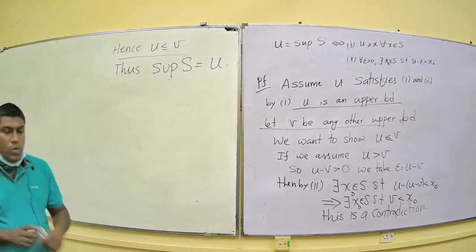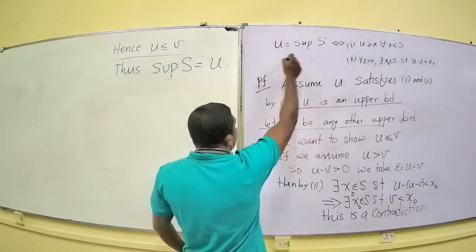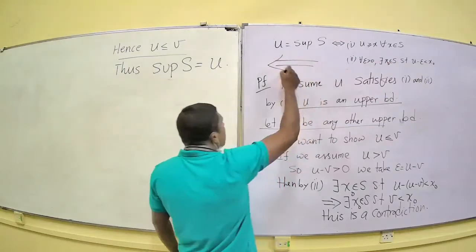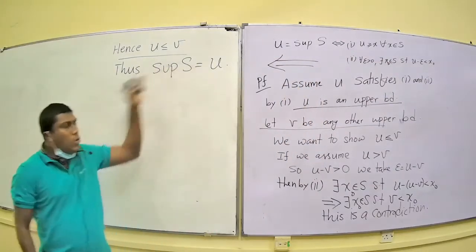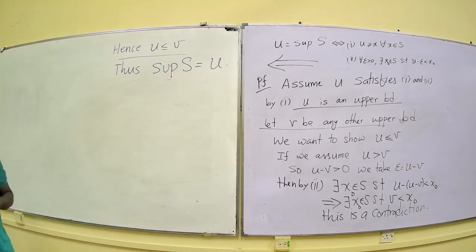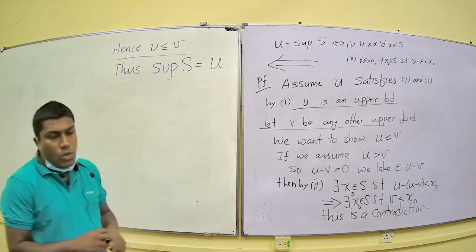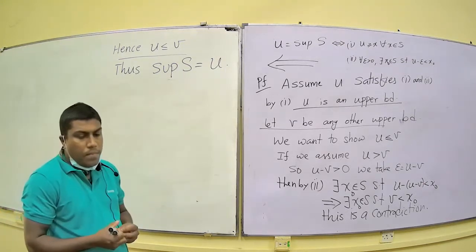The supremum of S is equal to u. Okay, so here what we did is we proved this part, right? From 1 and 2, we are able to come back to the supremum. So that is what we proved here: assuming that 1 and 2 are true, we show that u is the supremum.